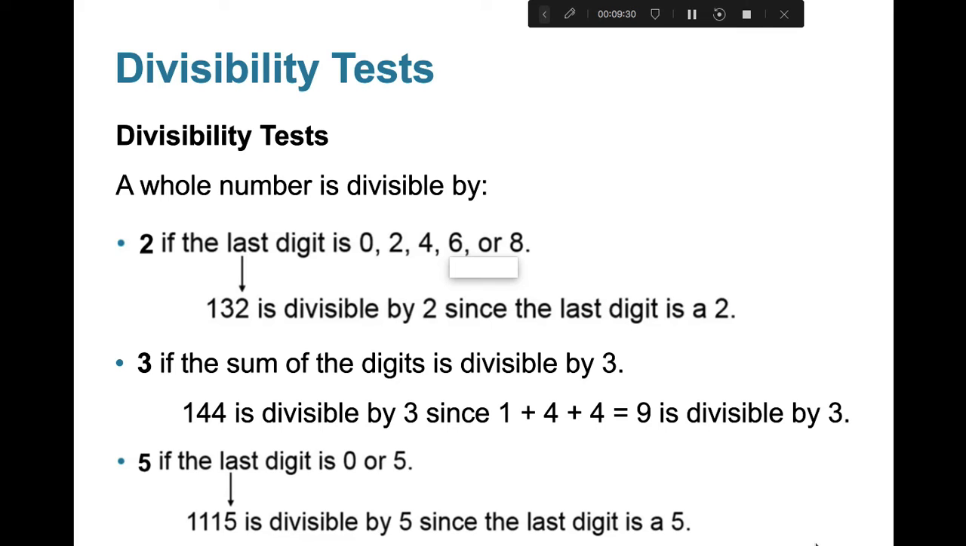8s, the last 3 digits form a number that's divisible by 8. 9s, the sum of all the digits is divisible by 9. So you're adding up all of those digits and then dividing. And 10 is if it ends in a 0.